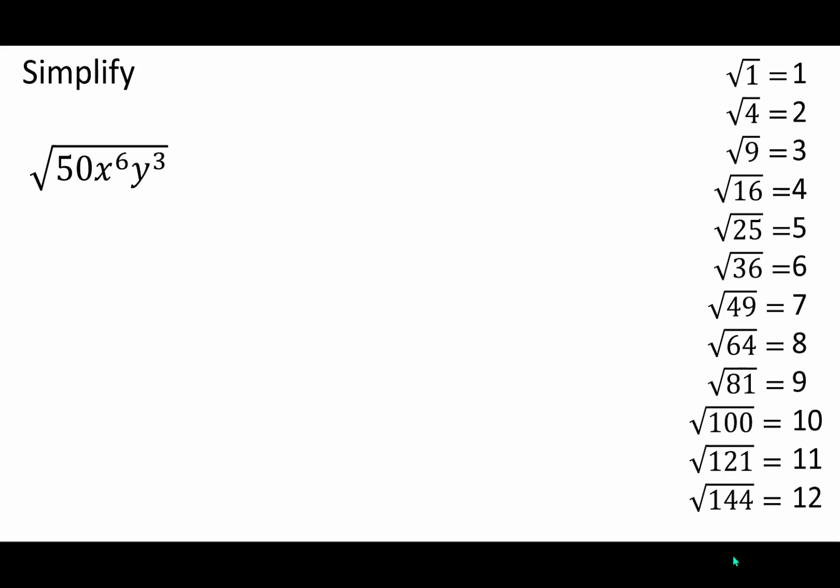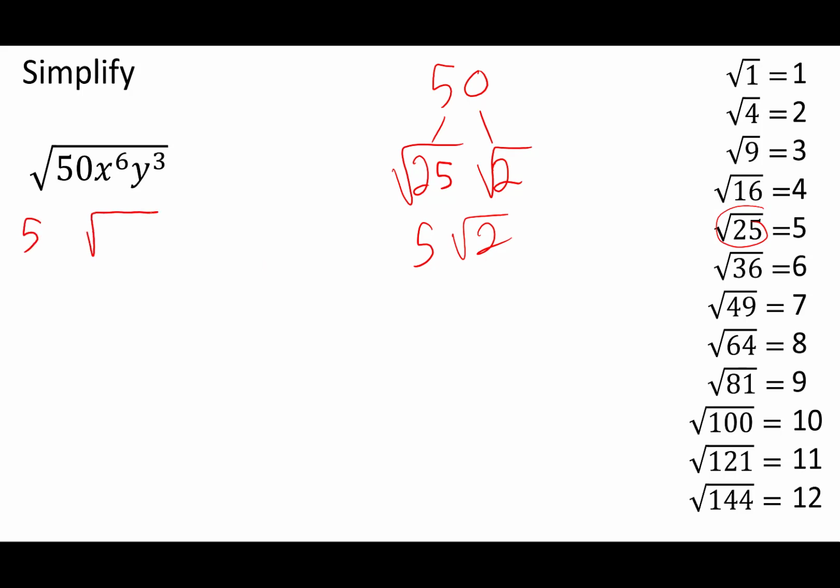So remember, we're going to look for a perfect square that will multiply to something else to get that number. So I'm looking at 50. Well, looking through my list, I noticed 25. So 25 does divide out nicely. 25 times 2. And 25 is a perfect square, which gives me 5 square root of 2. Okay? So square root of 50 is going to simplify to 5 square root of 2.